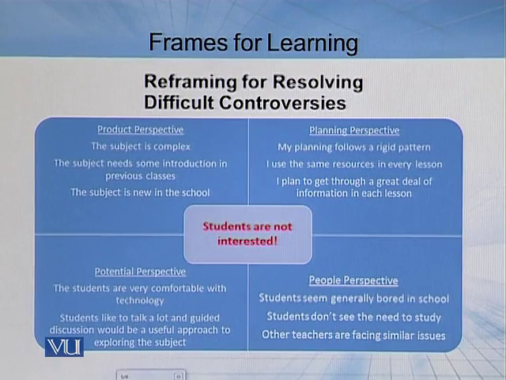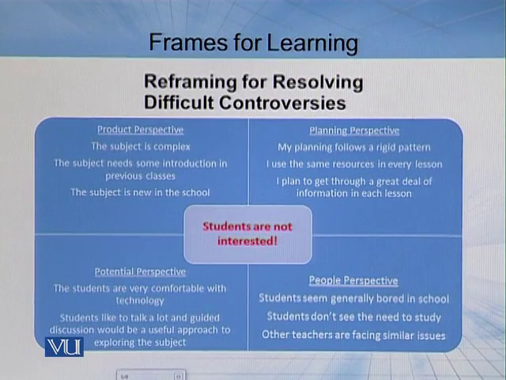And of course, we can look at a particular problem from a potential perspective. It could be, for example, that the students, especially nowadays, may be very much inclined to the use of technology in terms of learning. And this can actually help us as teachers to find new ways of working with students and therefore helping them become more interested in terms of that learning.